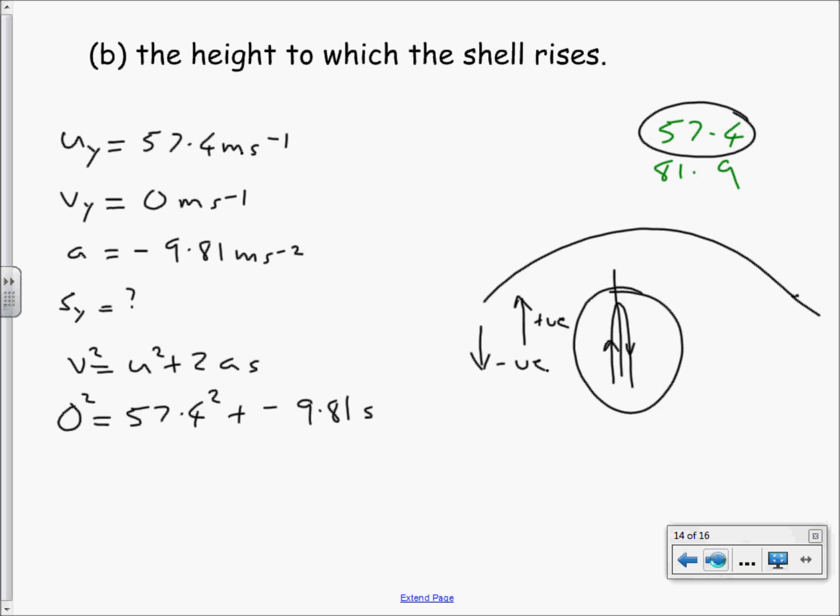Bringing the 2 times 9.81 S over to this side and making it positive, it equals 57.4 squared, which is 3295, just rounding it marginally. So S in that vertical direction is 3295 divided by 9.81, which comes out to be 335.8. So let's make it 336 meters. So it rises 336 meters in the air.